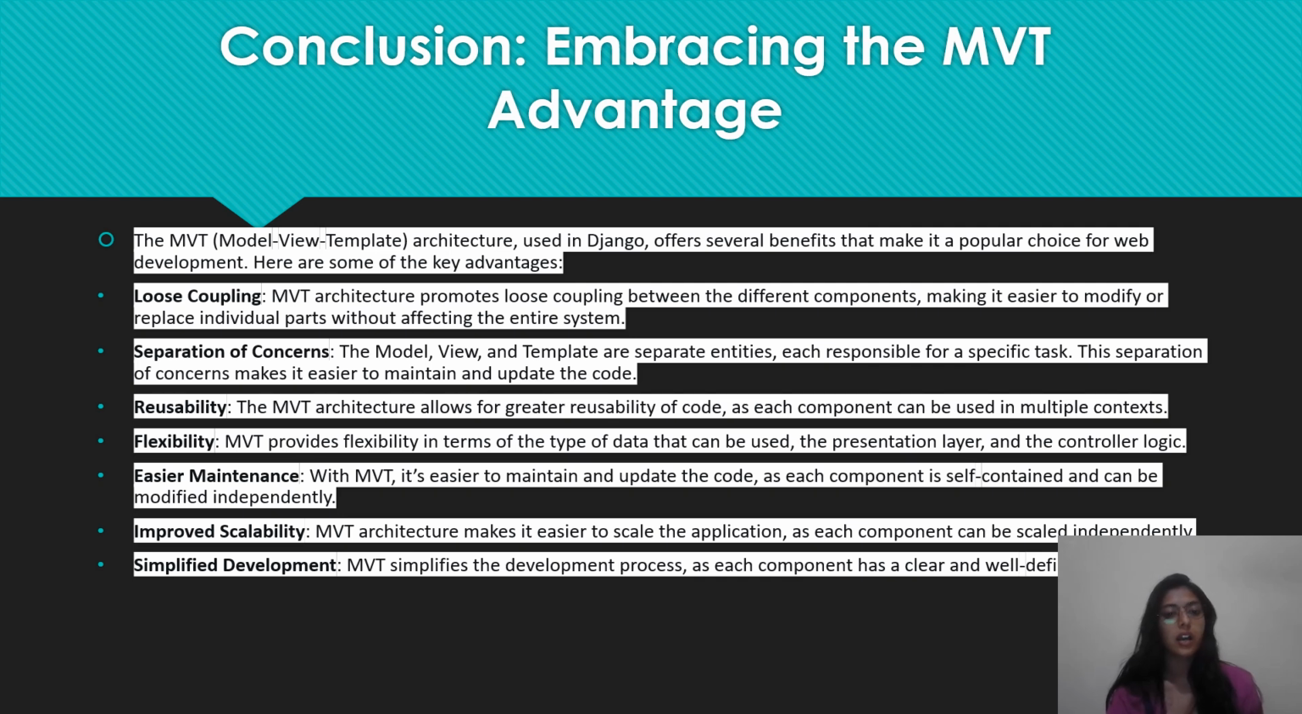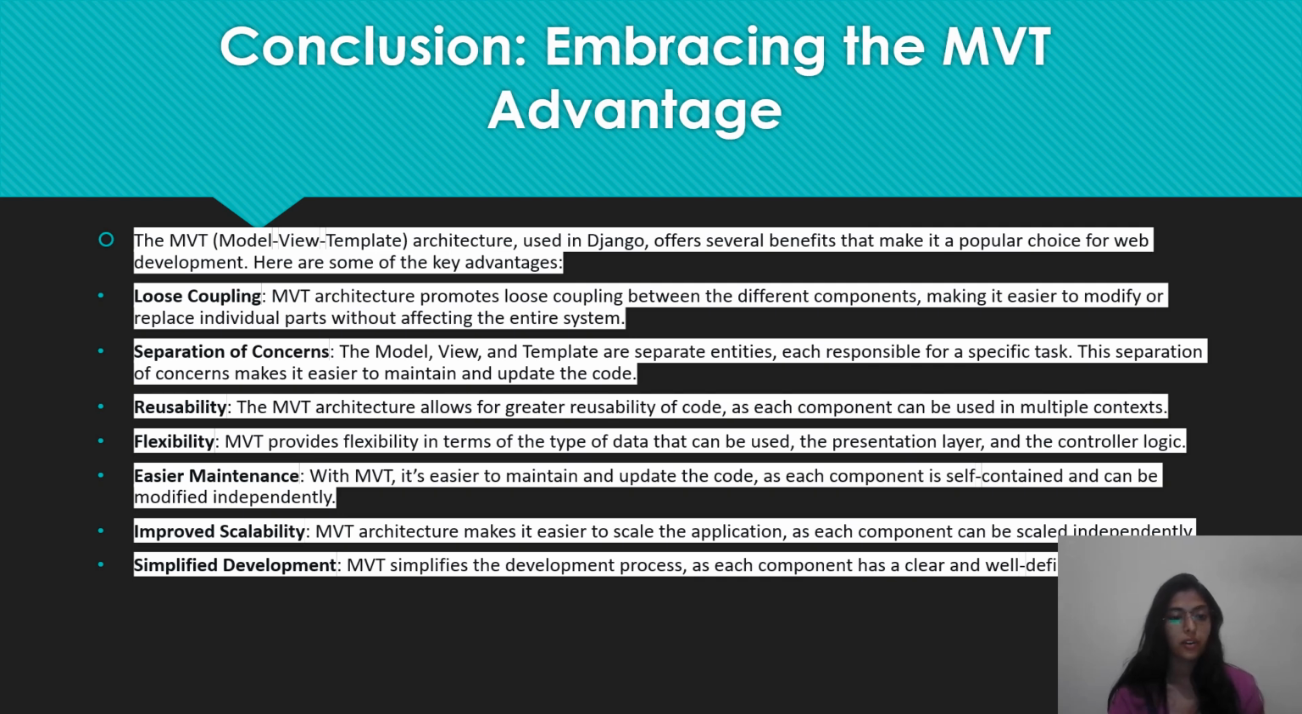Loose coupling. The MVT architecture promotes loose coupling between the different components, making it easier to modify or replace individual parts without affecting the entire system. So basically, loose coupling means that the individual components used in this architecture are not interdependent on each other. They have their individual dependence on themselves only.